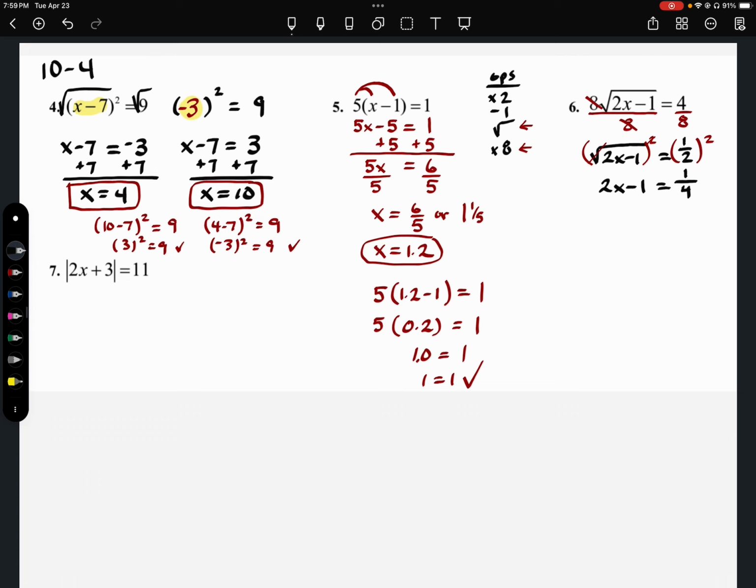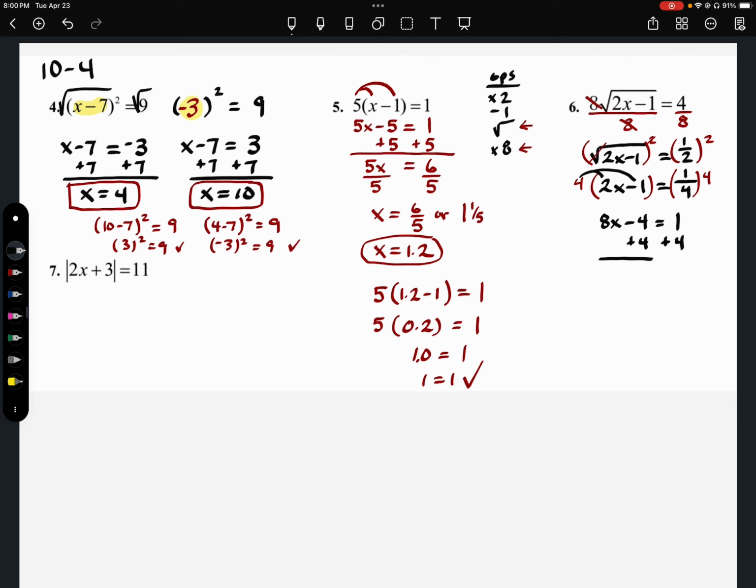Now, some people might not like that because they now have the fraction in there, but you could always say, hey, I want to get rid of the fractions. I'm going to multiply both sides times 4. If we do that, 4 times 2x is 8x. 4 times negative 1 is negative 4. And then I have 4 times 1 is 4, divided by 4 gives me 1. That looks a little bit easier to work with, so we'll go ahead and finish solving.